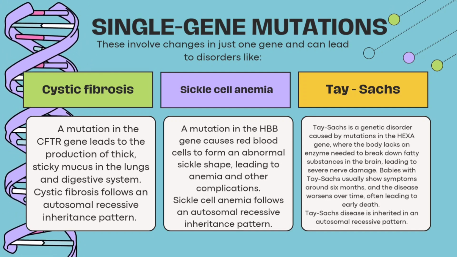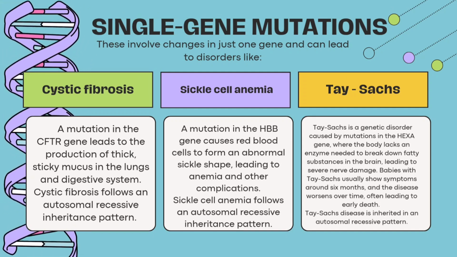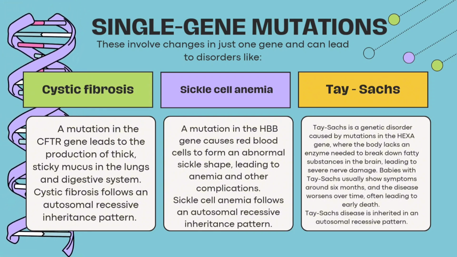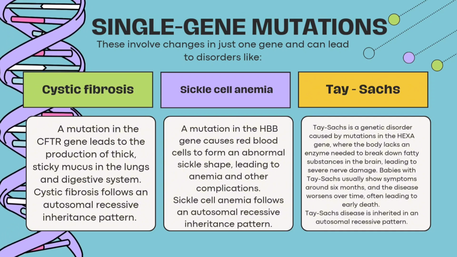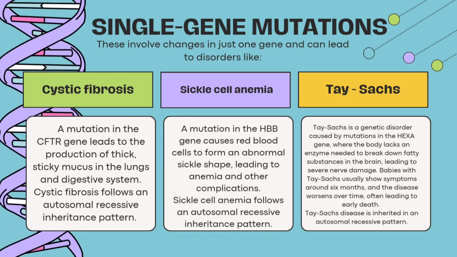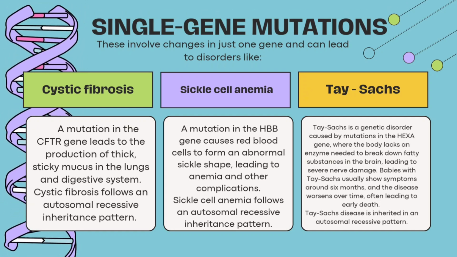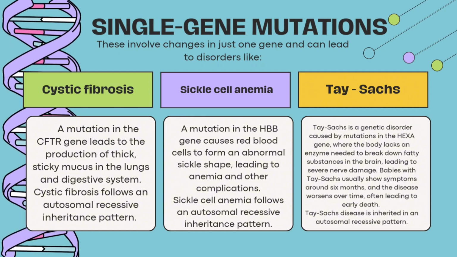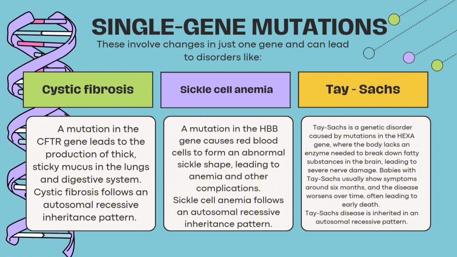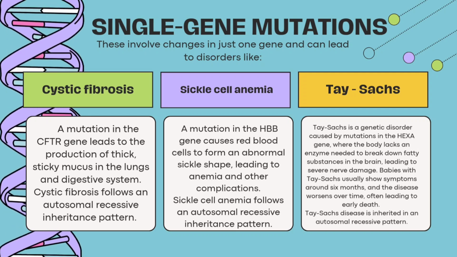Sickle cell anemia. Sickle cell anemia is caused by a mutation in the HBB gene, leading to abnormally shaped red blood cells that block blood flow, causing pain and anemia. It is inherited in an autosomal recessive pattern, meaning both parents must pass on the mutation for a child to have the disease. Both parents must carry one copy of the mutated gene, usually without symptoms.